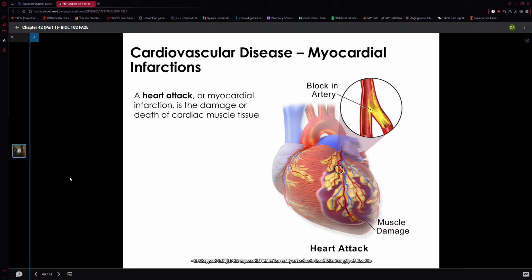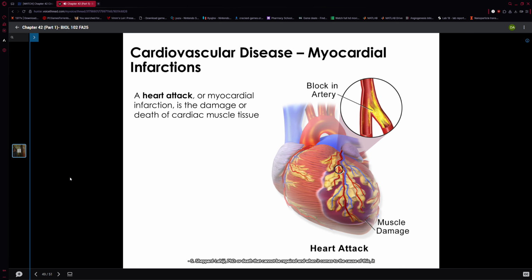So myocardial infarctions really arise due to insufficient supply of blood to one part or more than one part of the heart muscle. And through this kind of deprivation of blood, the myocardial cells don't have the oxygen that they need to do the work that they need in order to effectively pump blood throughout the body. And as a result, there is muscle damage, which can result in necrosis or death of that tissue. And if there is necrosis or death, that cannot be repaired.